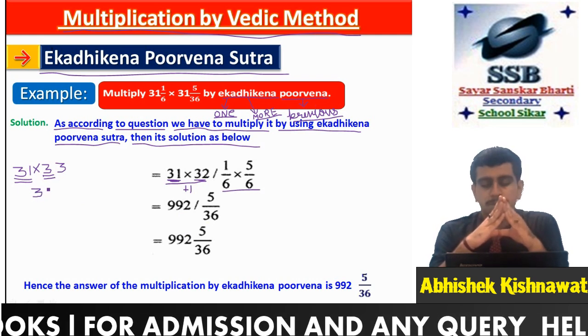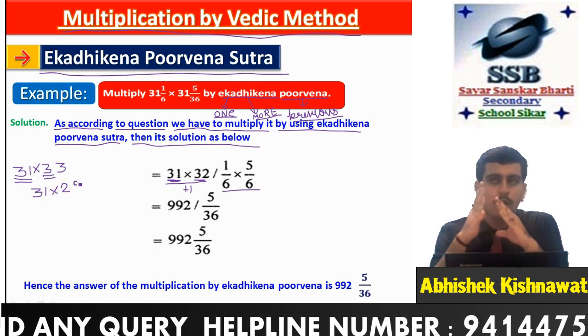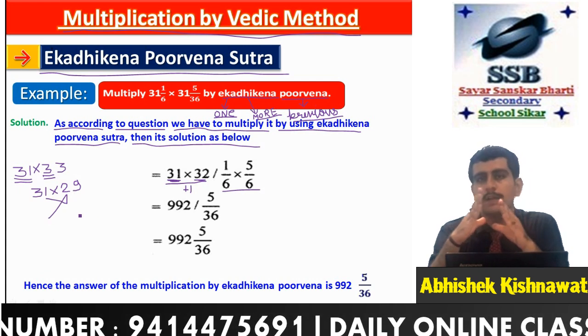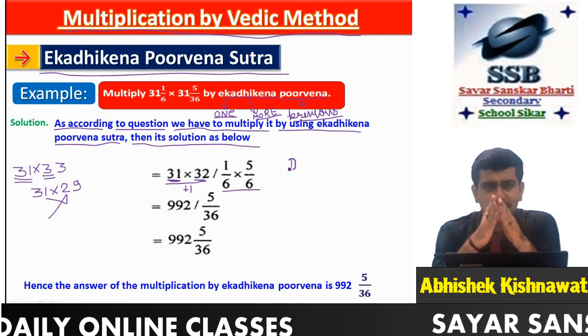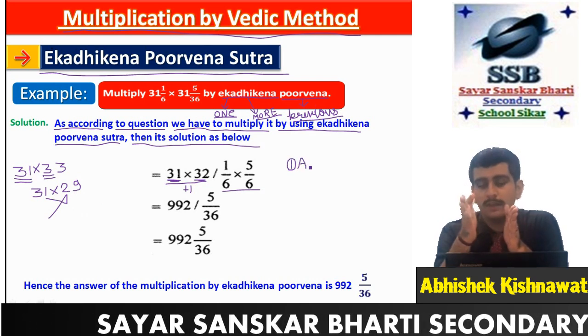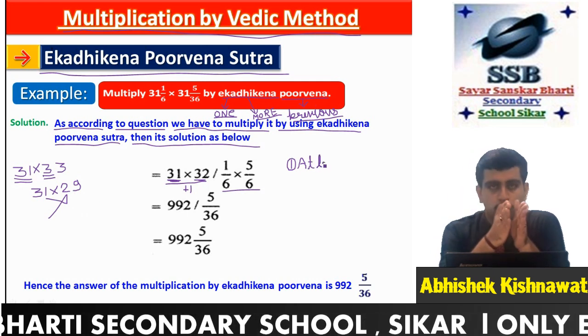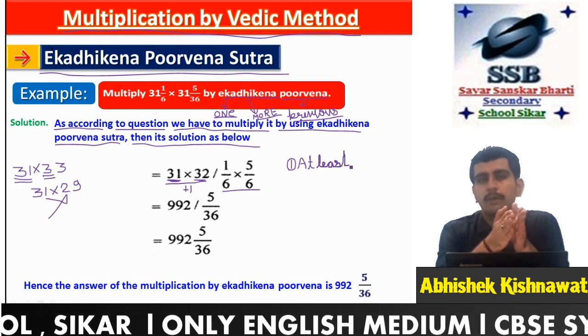The first step is that we have to take the similar digit. Now what digits are similar in it? The first digit, you can see the 31 is similar in both. Now what does the 31 mean? We are taking the first number 31, and while we are saying that we have to solve it by Ekadhikena Purvena, Ekadhikena means one more. So what's one more than 31? When we add 1 to 31 we get 32.